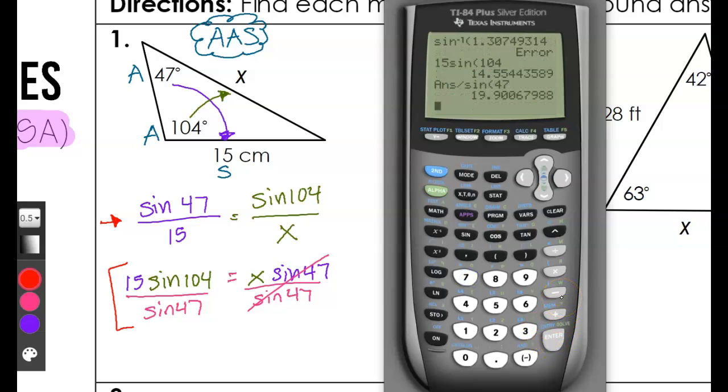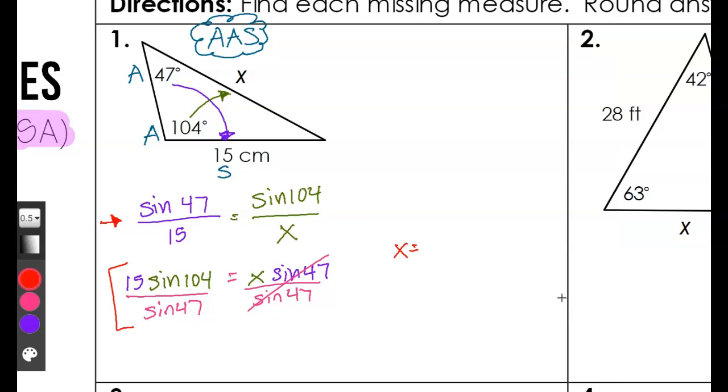And you get 19.90. And our unit is centimeters, can't forget that, and I'm done. That's it.